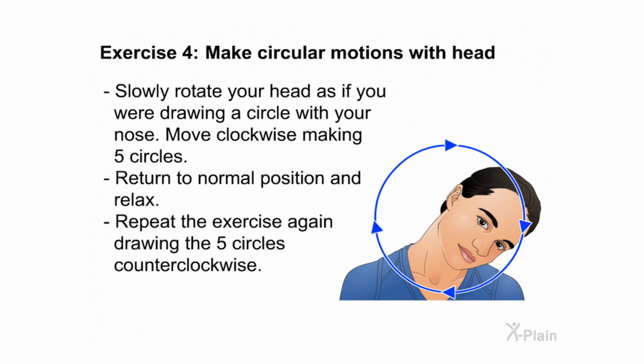Exercise 4. Make circular motions with head. Slowly rotate your head as if you were drawing a circle with your nose. Move clockwise, making 5 circles. Return to normal position and relax. Repeat the exercise again, drawing the 5 circles counterclockwise.